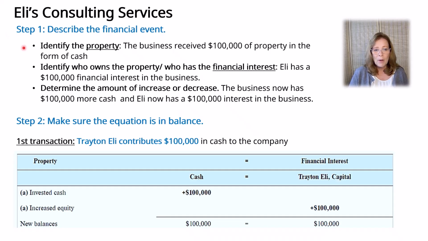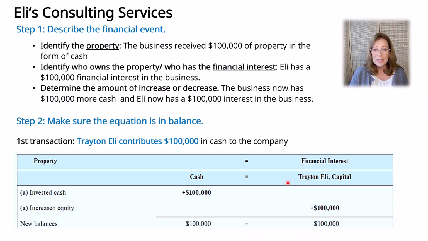Well, the company now has more cash in the new business checking account, and the company now owes money to Trade and Eli. That means that property increased and the financial interest side increased as well. To record this transaction, we'll add the category cash to the property side and the capital account for Trade and Eli to the financial interest side. That helps us keep things organized.